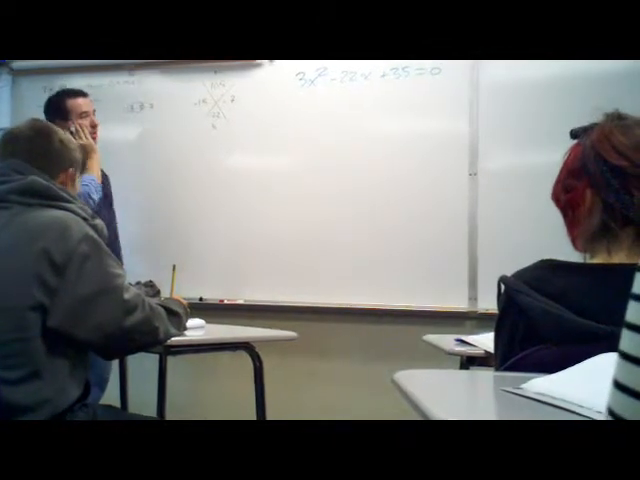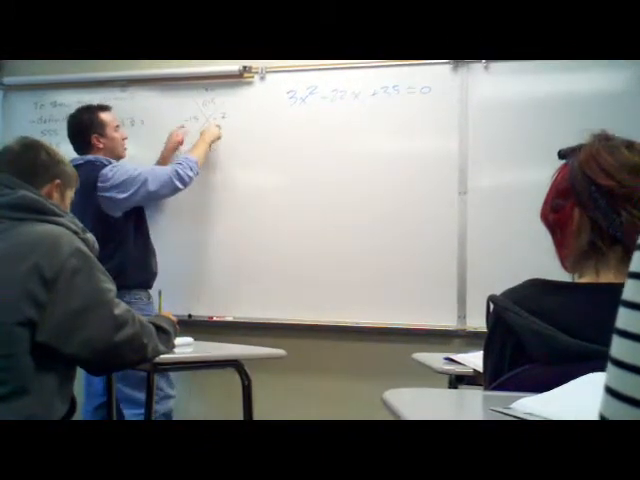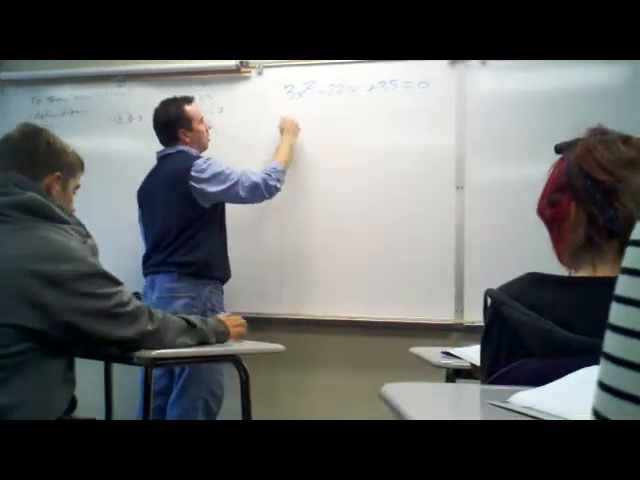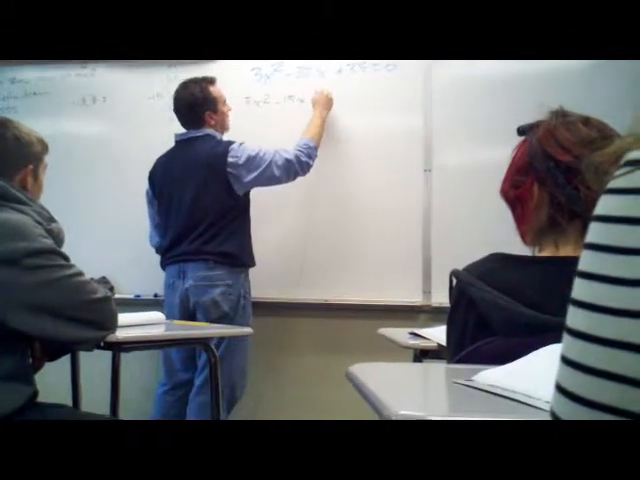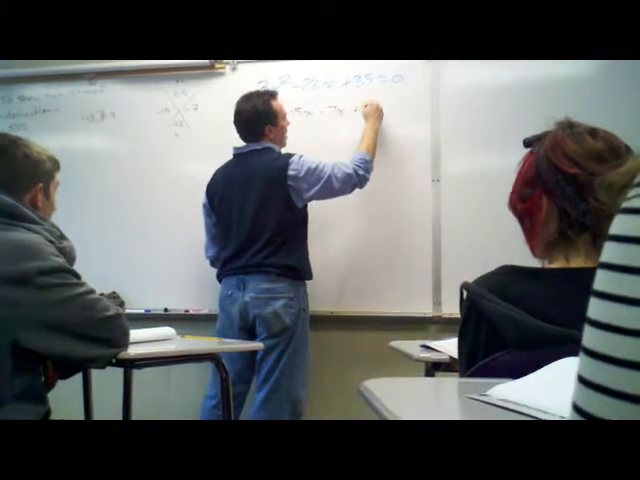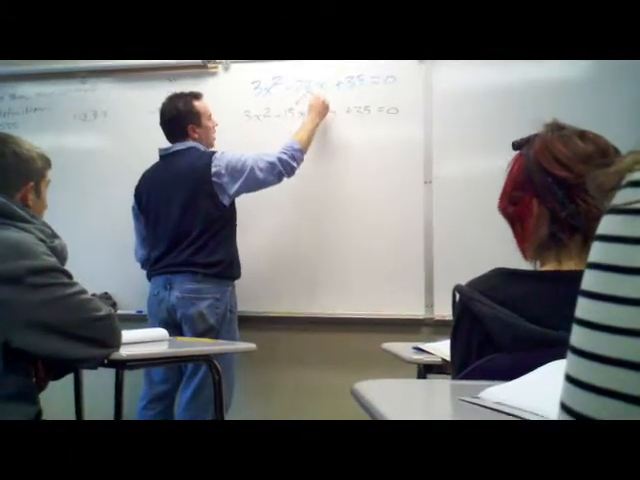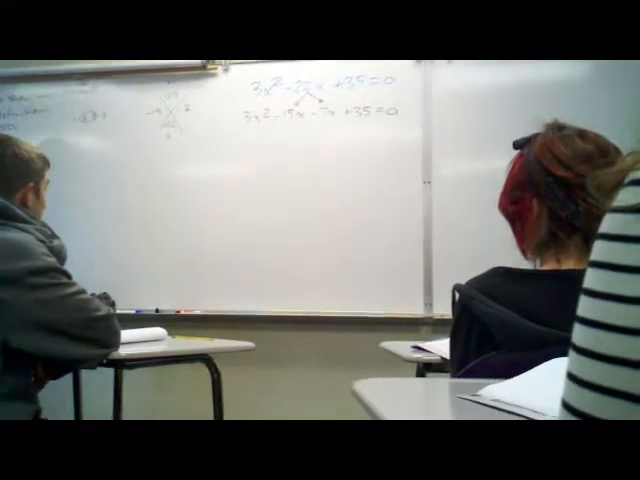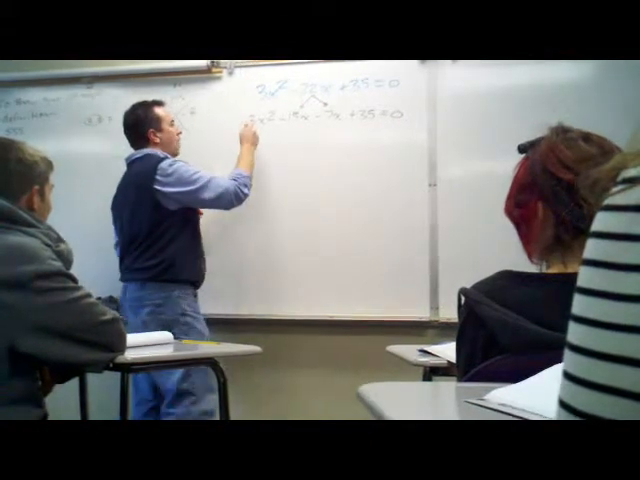The next thing I do is rewrite the linear term, breaking it up into these two pieces. So this becomes 3x squared minus 15x minus 7x plus 35, and that has to equal 0. All that I did again was rewrite negative 22x as negative 15x and minus 7x. Now we deploy the method we call factoring by grouping.